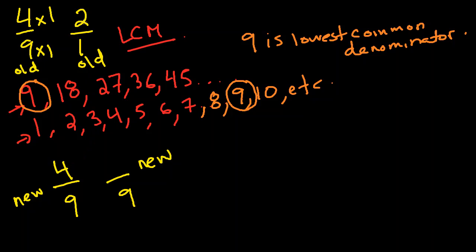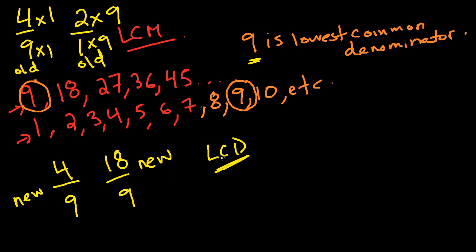Same thing with this fraction. What do we multiply 1 by to get 9, our new denominator? We multiply 1 by 9, right? So we have to do the same thing to the numerator. We have to multiply 2 by 9, which is 18, to get our new numerator. So now we have converted both of our old fractions, 4/9 and 2/1, into new fractions with our lowest common denominator, which we found to be 9.